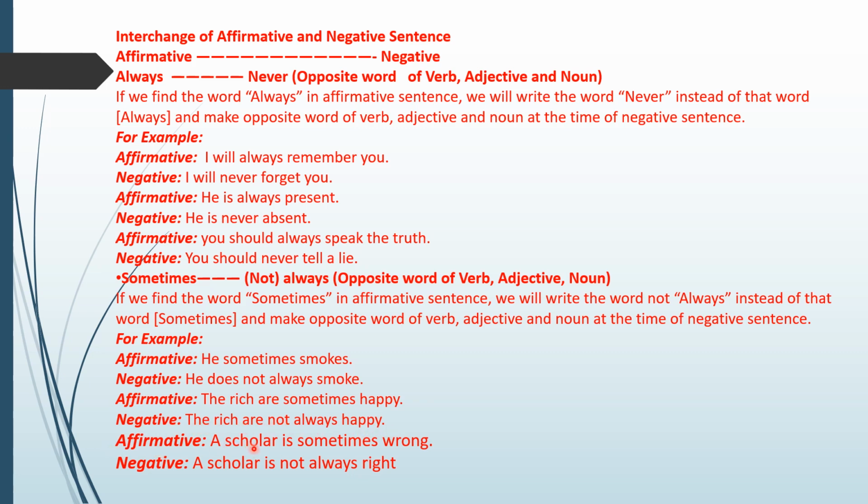The next example, a scholar is sometimes wrong. So sometimes in the negative, you're going to write not always. So a scholar is not always. The opposite of wrong is right. Wrong, to be wrong, is an adjective. And the opposite of wrong is right. So instead of sometimes, you're going to write not always in the negative and write the opposite of the word.